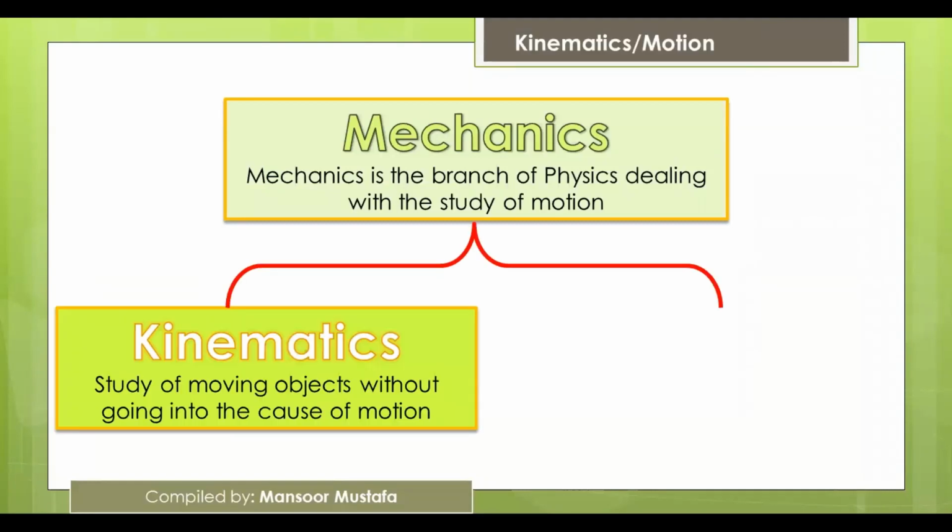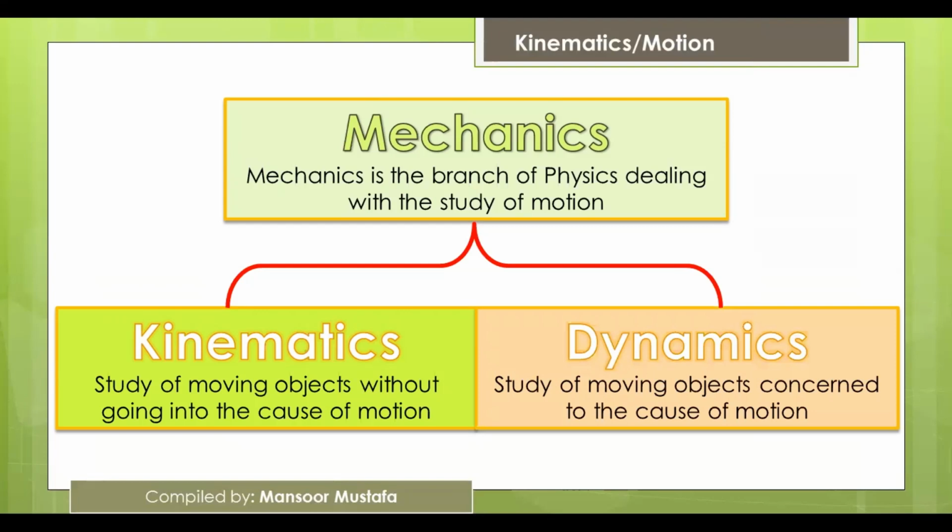Mechanics is subdivided into two branches. First is kinematics, which is the study of moving objects without the causes of motion. It means in this branch we only study what the different types of motion are, what the speed of the object is, what the velocity is, all these things, but we don't study the causes of that motion. The second sub-branch of mechanics is dynamics. This branch deals with the causes of motion. So collectively, kinematics and dynamics make up the branch mechanics, which is a complete study of moving objects.